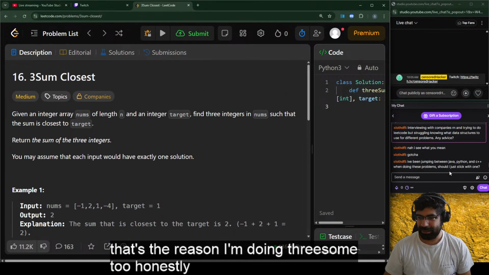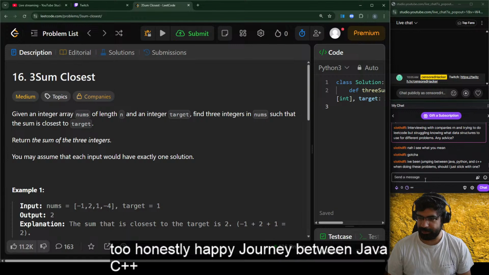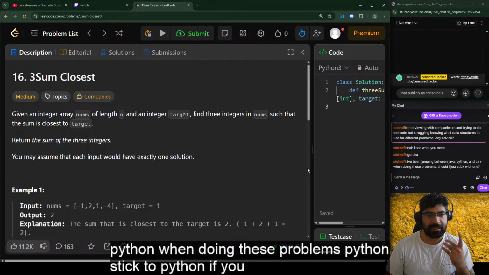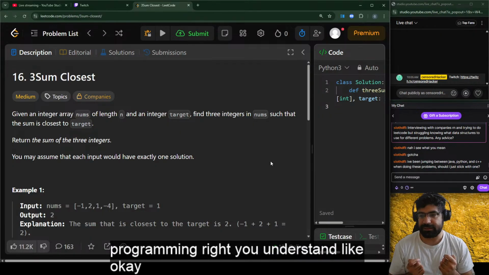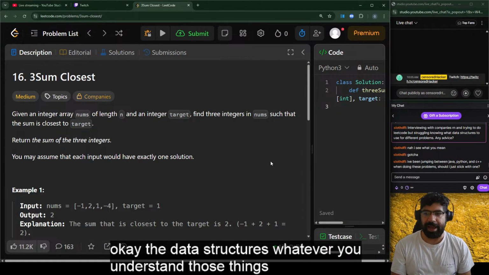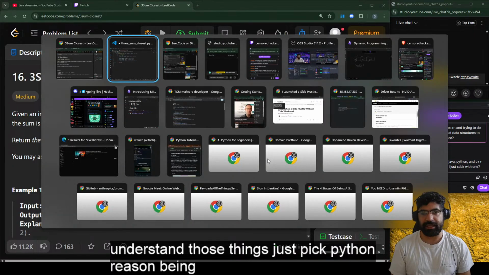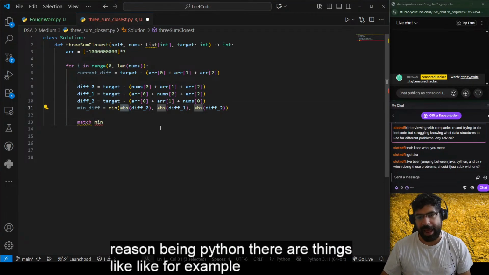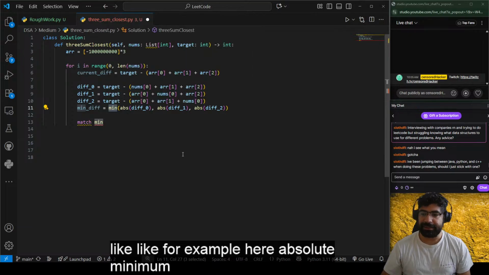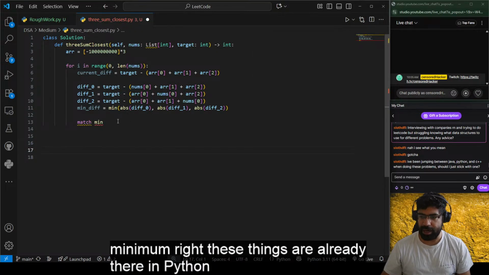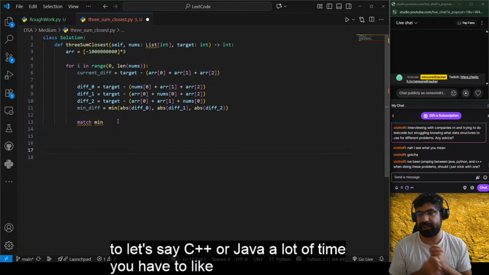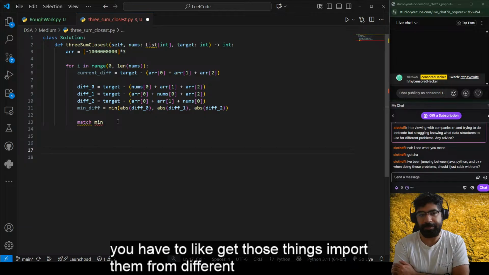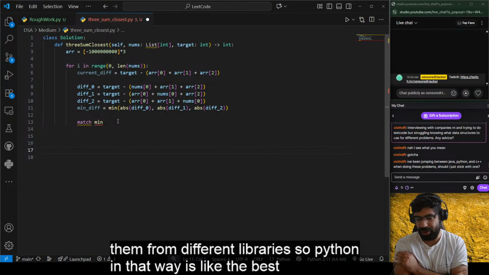Honestly, I've been juggling between Java, C++, and Python when doing these problems. Python, stick to Python. If you understand the basics of programming and data structures, just pick Python. Reason being, things like absolute and minimum are already there in Python for you to grab, compared to C++ or Java, where a lot of the time you have to import them from different libraries. So Python is the best for writing things fast.